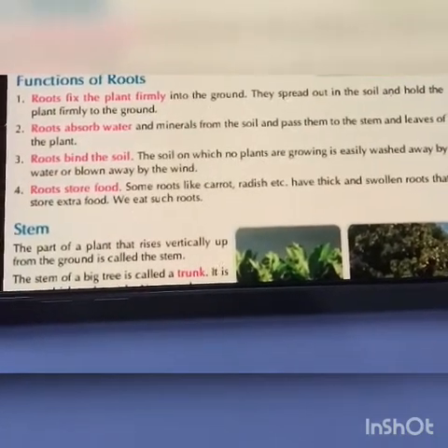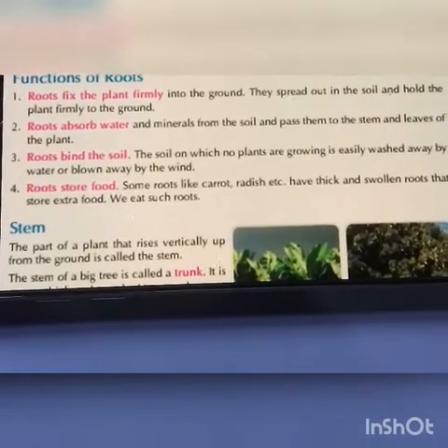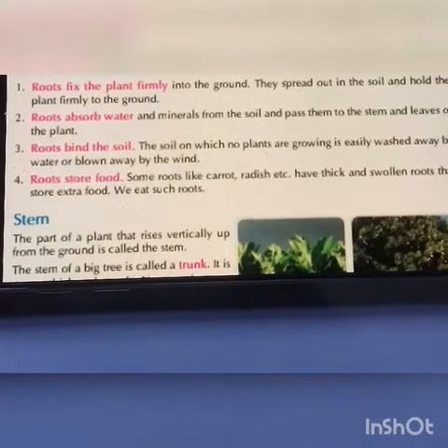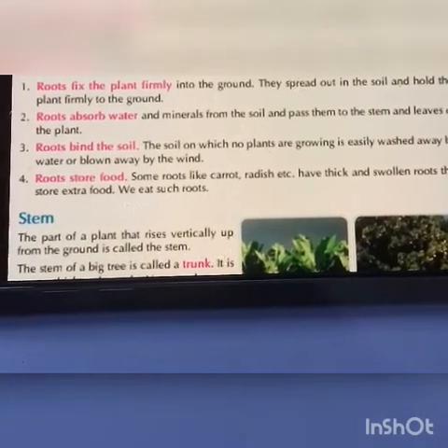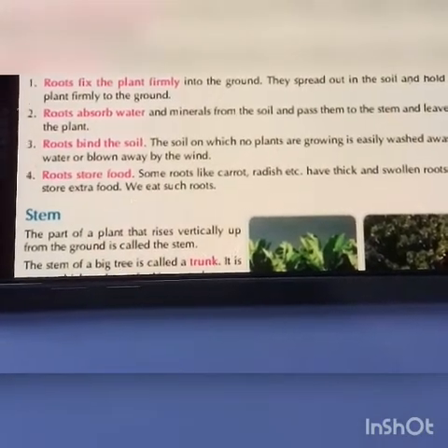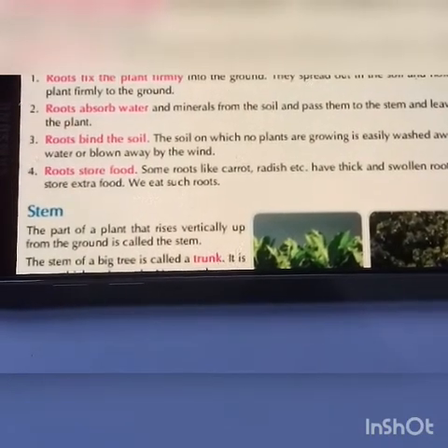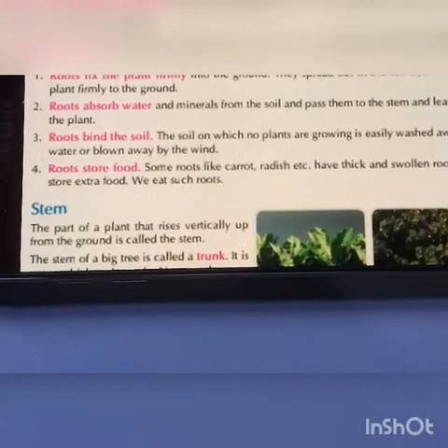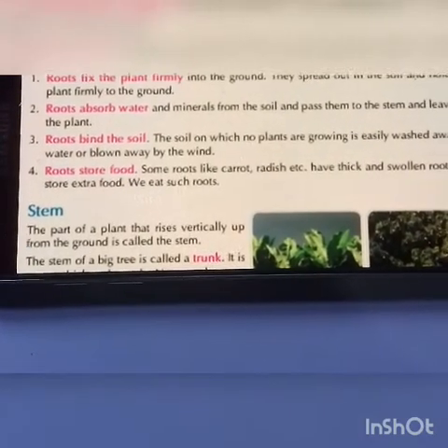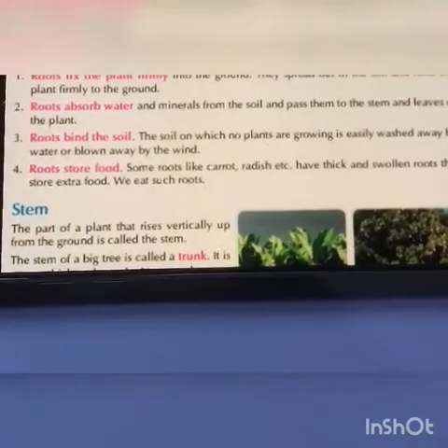Point number 3. Roots bind the soil. The soil on which no plants are growing is easily washed away by water or blown away by the wind. This process is called soil erosion. This process means washing away of soil by air or by wind or by flood. This process is called soil erosion, and roots help us to prevent soil erosion by binding the soil.